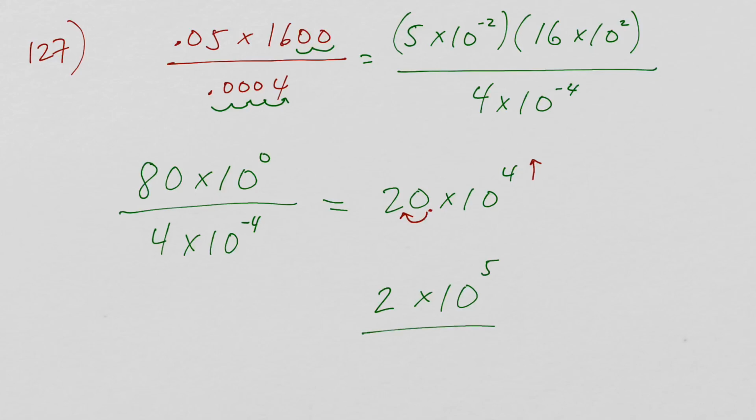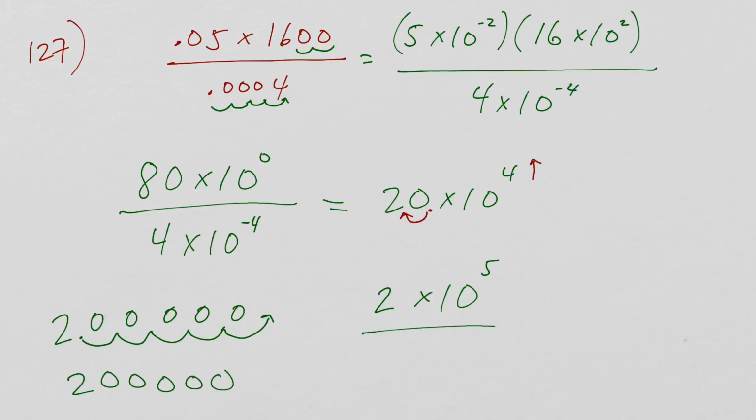But because I want this in standard form, I'm going to start with my 2, and I'm going to move the decimal 5 times. 1, 2, 3, 4, 5. I'm moving it to the right because that's a positive 5. I'll fill in my zeros, and I'm going to rewrite this without 2 decimals in there. So 1, 2, 3, 4, 5, and then I'm going to fill in a comma. So there's my final answer.